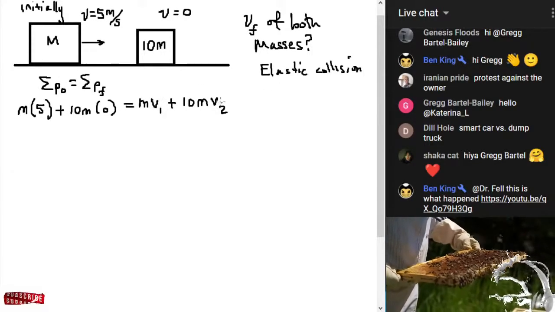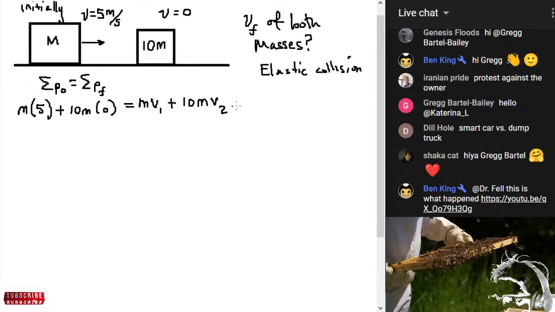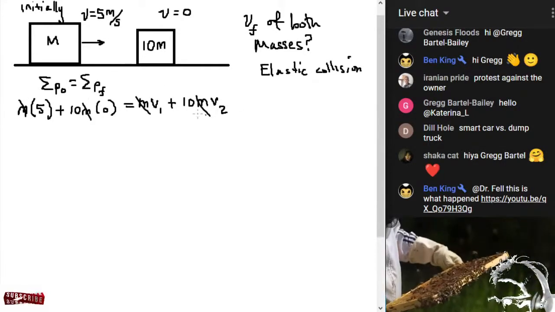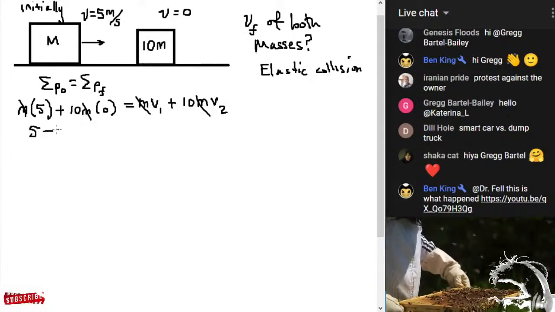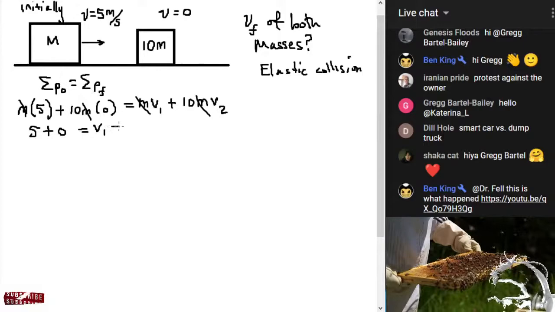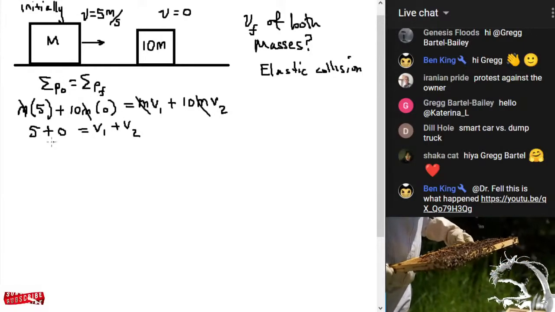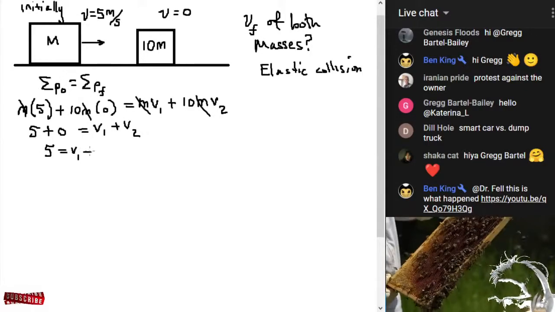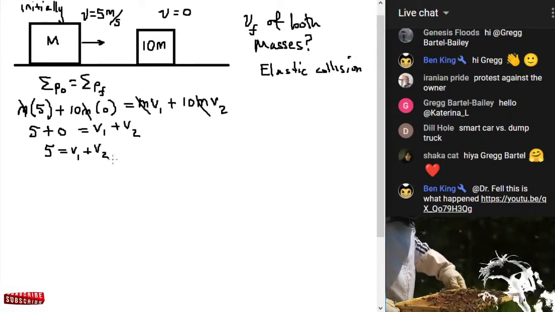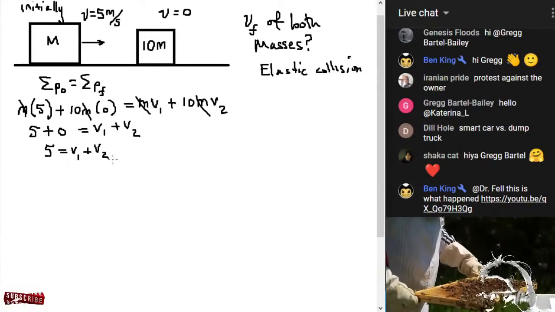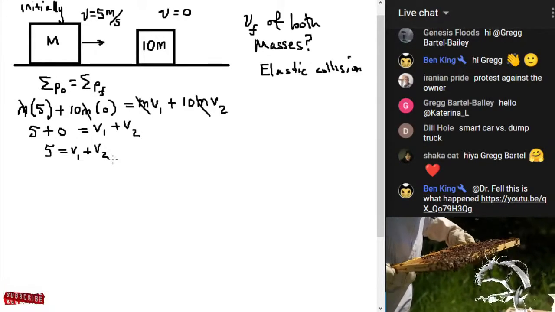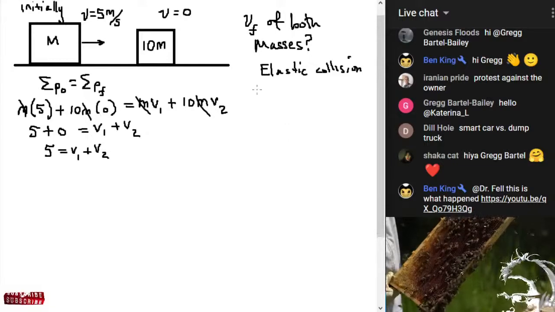So we have two velocities here. We don't know what they are. All the m's will cancel. So we get 5 plus 0 equals v1 plus v2. So 5 equals v1 plus v2. We can't solve this because there's an infinite number of combinations of v1 and v2 that make this true. So we need another equation to solve this, and we could use kinetic energy.